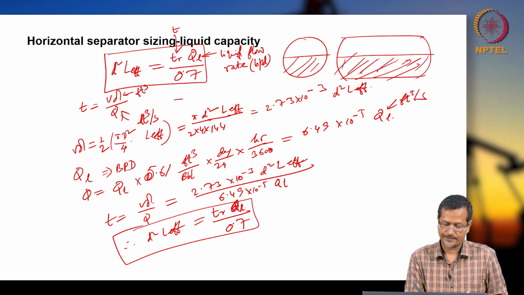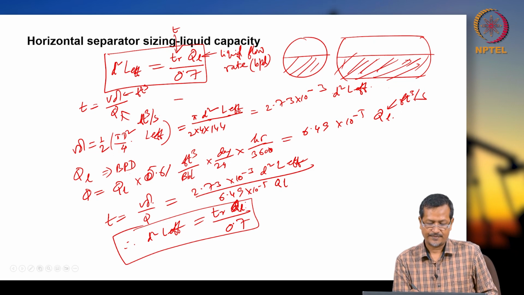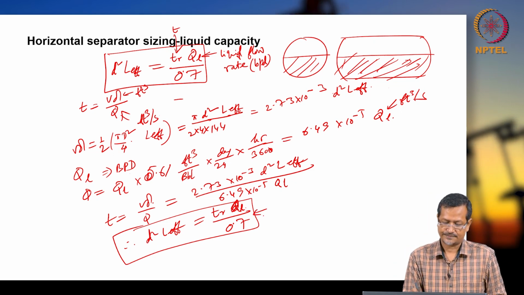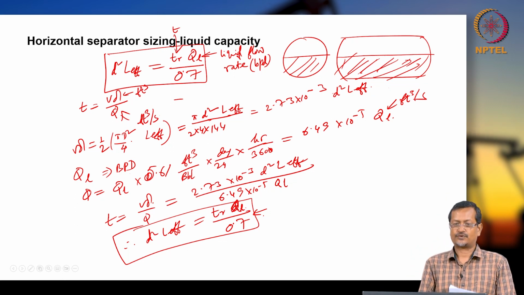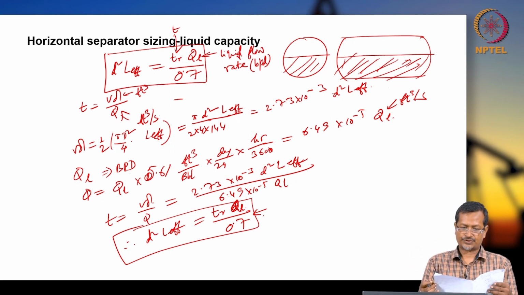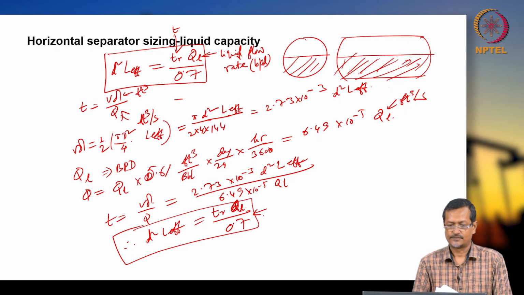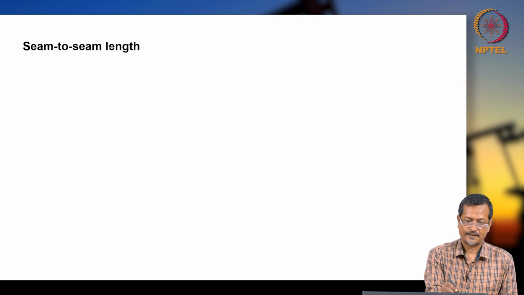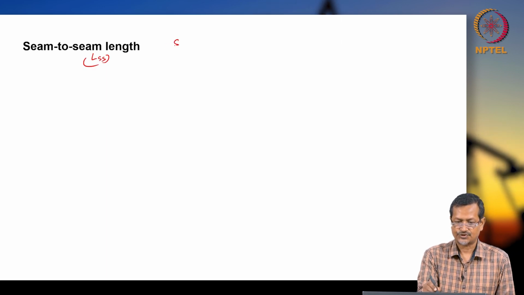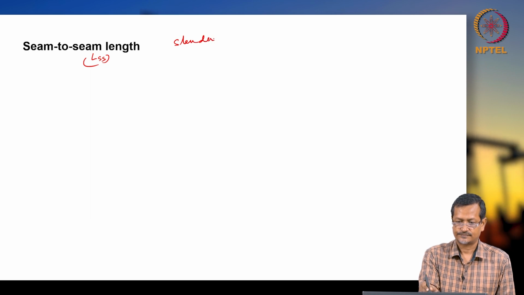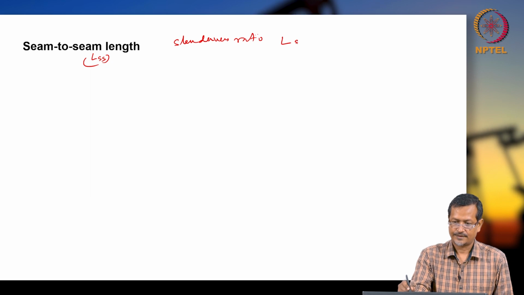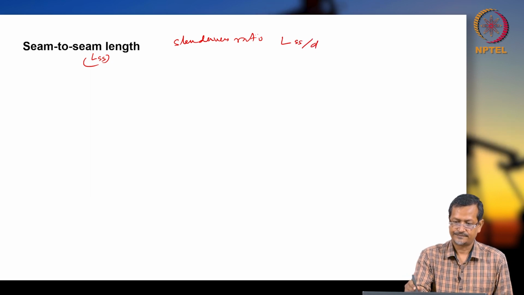TRQL by 0.7. So flow rate and retention time, separator diameter and effective length are related like this. This is called the liquid capacity equation. Seam to seam length, LSS, and slenderness ratio, LSS by D.